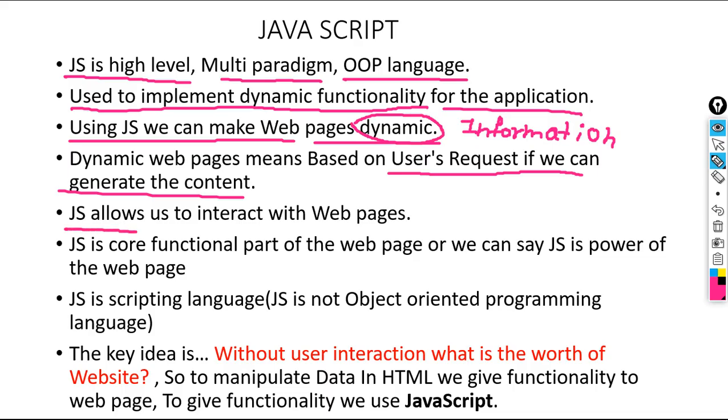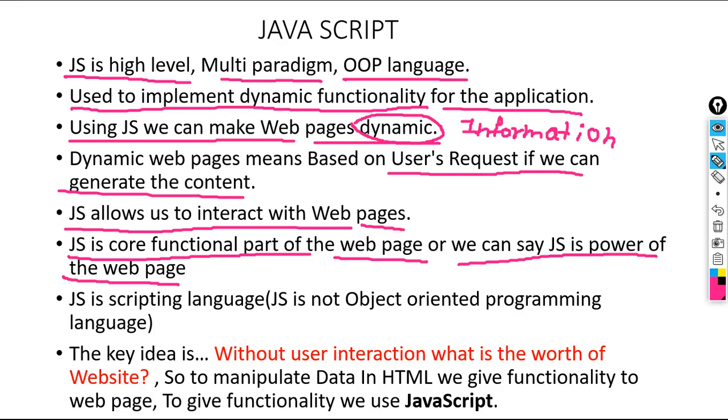Now, JavaScript allows us to interact with web pages. Already I have informed you, with the help of HTML we will get widgets and content. Correct? But what about the functionality? After clicking on the submit button, the submit button is one widget provided by HTML, Hypertext Markup Language. But what about its functionality? That functionality will be provided with the help of JavaScript. JavaScript is the core functional part of the web page, or we can say JavaScript is the power of the web page, because functioning is happening with the help of JavaScript.